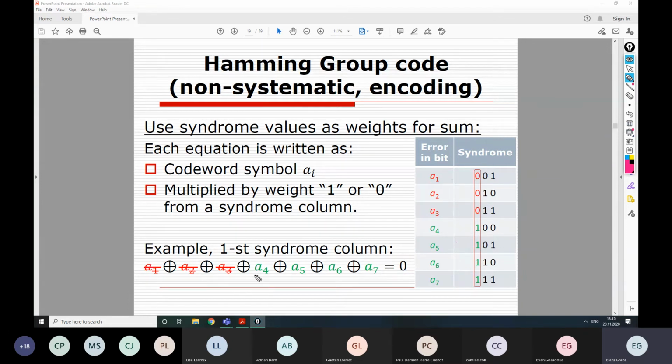So basically only the symbols which have ones in the syndrome column are staying in the equation. So for this case, A1, A2, and A3 didn't make it to this equation because they have zeros here. And we are leaving only A4, A5, A6, A7 in this equation because they have 1 elements. And we calculate this sum and set it equal to 0. That is our first equation for syndrome S1.